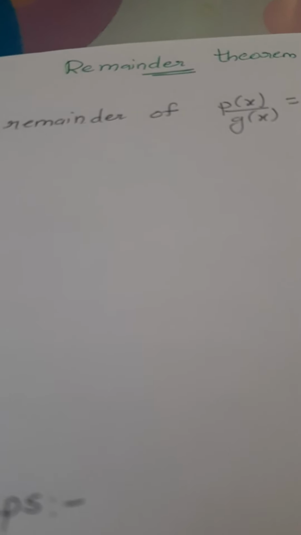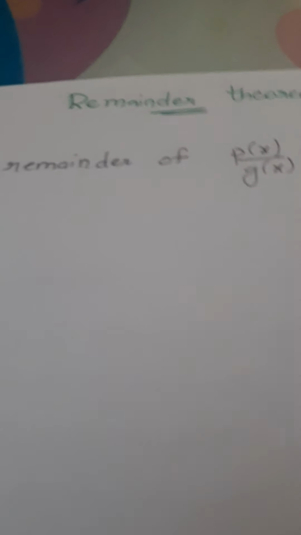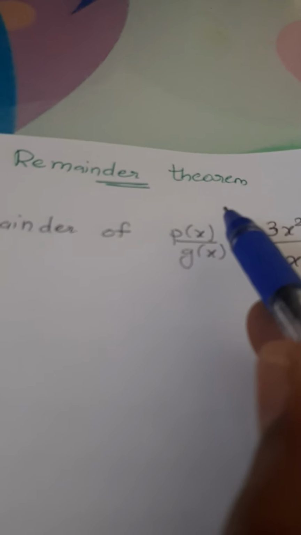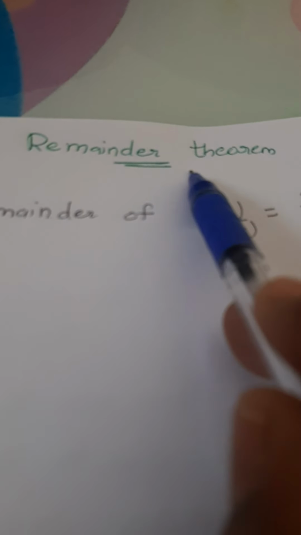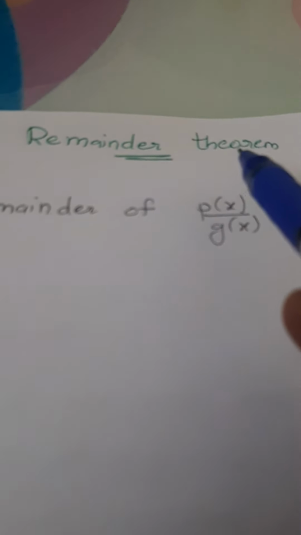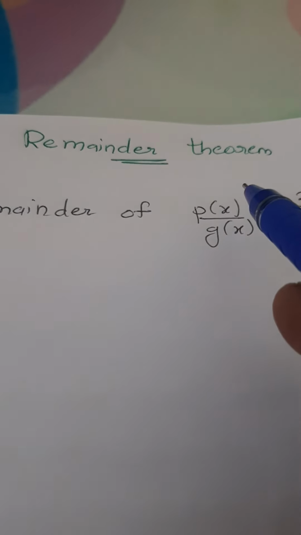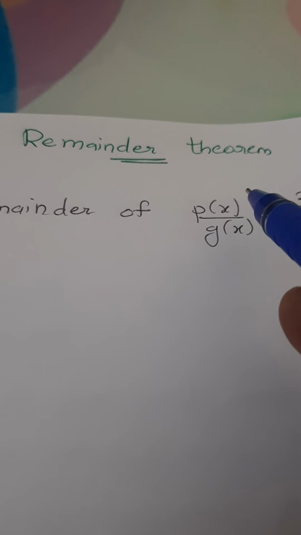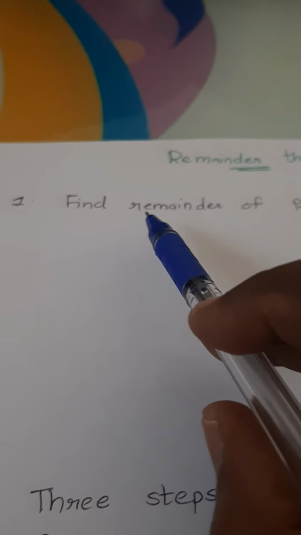But without carrying out the division process, is there any method in which you can directly tell the remainder of the division? Yes, you can tell using the remainder theorem. But one thing you have to keep in mind is that the remainder theorem works only for linear polynomials as divisor. That is, your divisor should be of the form x minus a, or in other words, your divisor should be of degree 1.